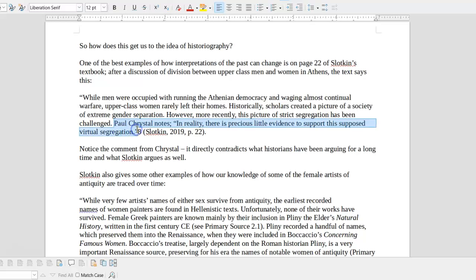This gentleman, Mr. Crystal, is arguing that no, actually, we don't have any direct evidence of that, so we don't know if this is what happened. We believe, because it seems to be this case, and we have believed it for a very long time, but we have very little actual primary source material, information literally from the society itself to support that. All right, so Crystal's assessment contradicts what historians have been arguing for a very long time, and what Slotkin also argues. Many of you in your discussion basically stated that the Athenians were very, very segregated in terms of gender roles. But again, we don't seem to have a lot of proof of that. So this may or may not be an accurate interpretation.